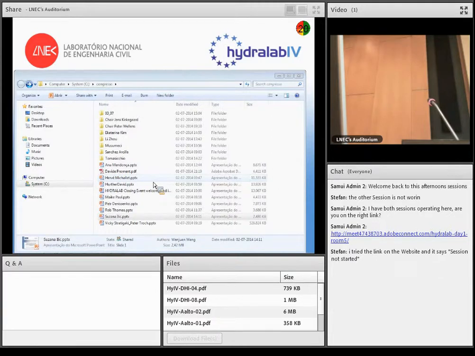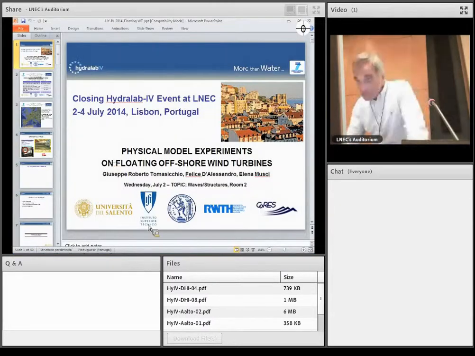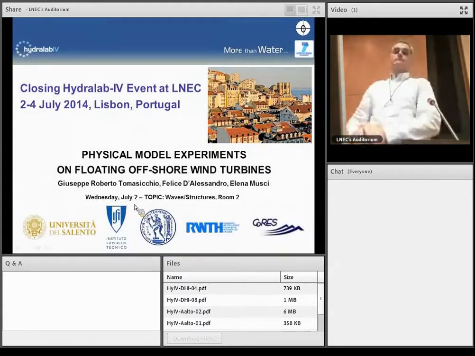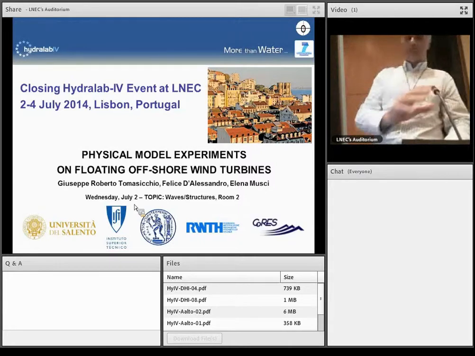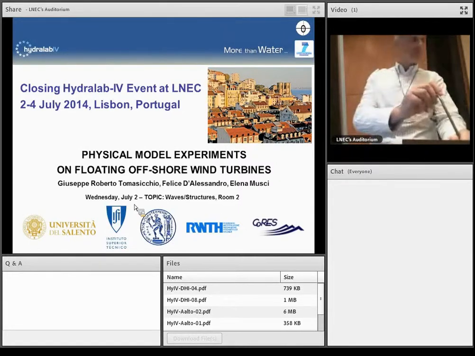Physical model experiments on floating offshore wind turbines. The other co-authors, who will follow me in this presentation, are Felice D'Alessandro and Elena Musci. The presentation tries to summarize the preliminary conclusions and results from a TIED research project, Dynamic Response of Floating Offshore Wind Turbines Under Wind and Wave Action.